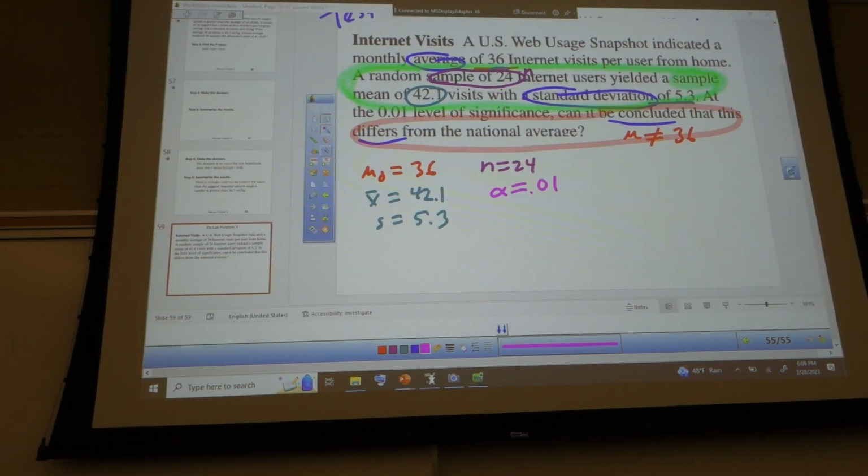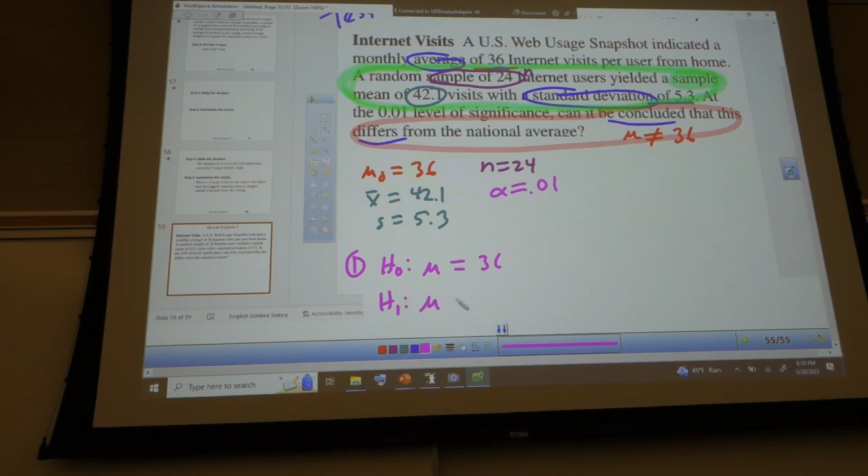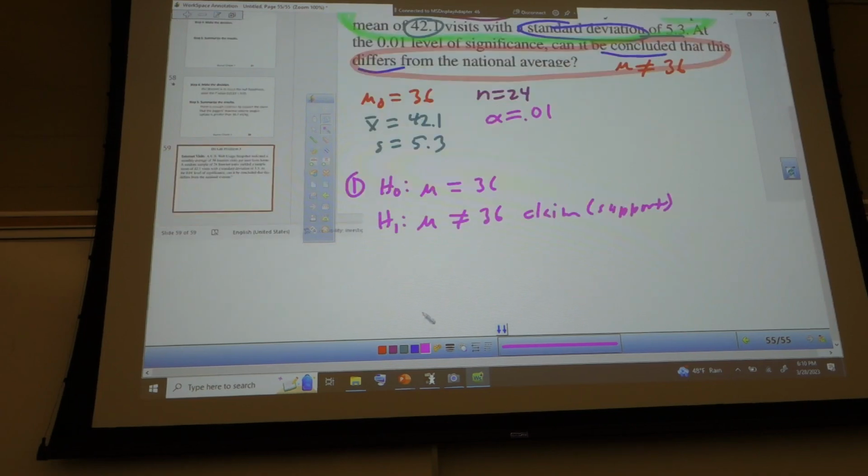All right, so then I just want to go through the first two steps. First step, H naught is mu is equal to 36. That is not my claim. My claim is H1, not equal to, so that means H1 is my claim. Mu is not equal to 36. That's my claim. Step 2, write down alpha. What's my alpha? 0.01. Great. Step 3, T-test. We're going to do a t-test.